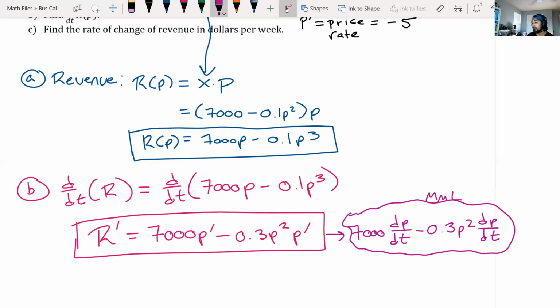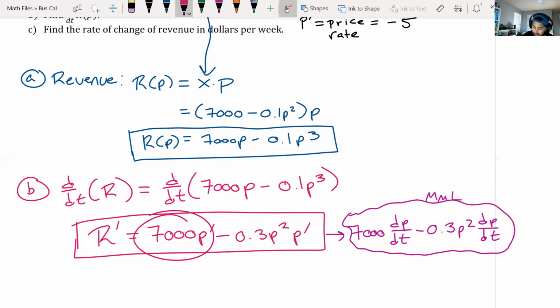If it wasn't implicit, then it would just be 0.3 p squared. But since it's implicit, it has to have that p prime, or that dp dt, whichever you prefer using. I guess where I'm kind of confused is why don't we also add 7,000 p, and then p prime, like one more p next to it? Does that make sense? Oh, like for this one, right? Why is it not p prime, right?